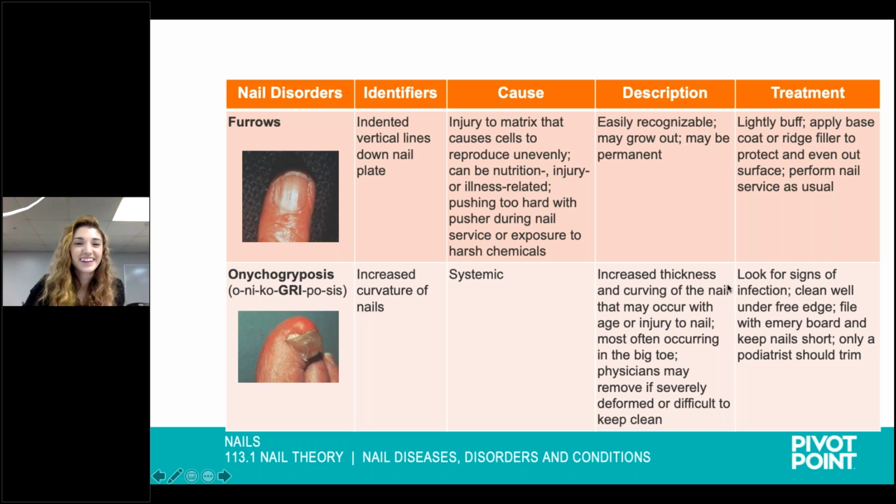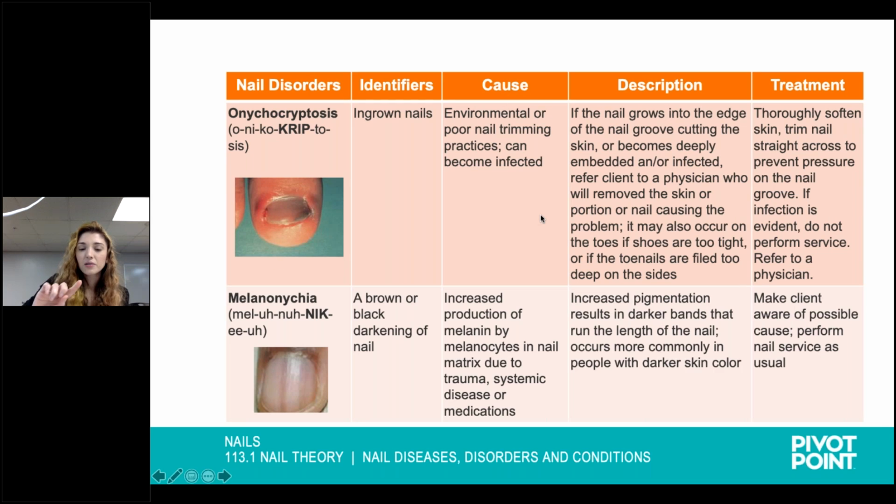Onychocryptosis. Ingrown nails. So this we're very familiar with. This could be caused by environmental causes or poor nail trimming practices. Maybe you trim a little bit too far over, and then you actually damage your nail. Or if you trim way too far, then you're giving your nail a little bit too much room to grow as it wants to. So you could cause it to grow more that way.